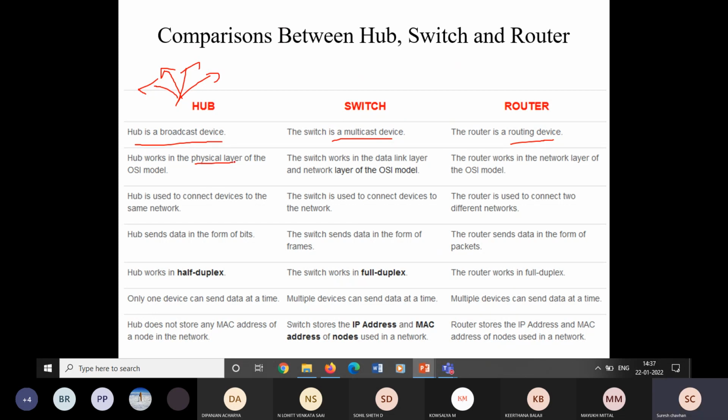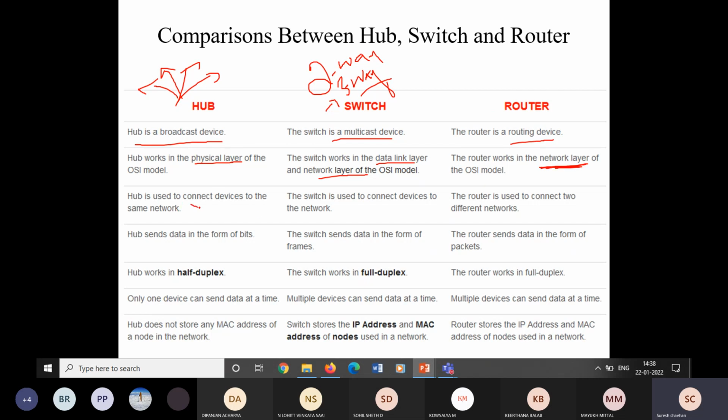And the hub works in the physical layer of the OSI model or the TCP/IP model, right? And the switches will work in the data link layer and the network layer of the OSI. So here they have considered the three-way switch, right? There are many switches, two-way and three-way switches. Whenever we say three-way, the data link layer and the network layer will be there. And if you consider the two-way switches, then the physical and the data link layers will be there, right? And the router will be there only in the network layer.